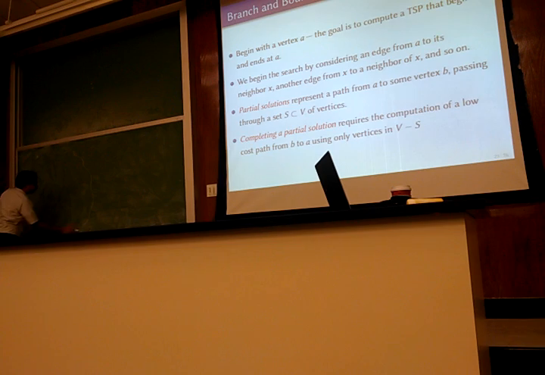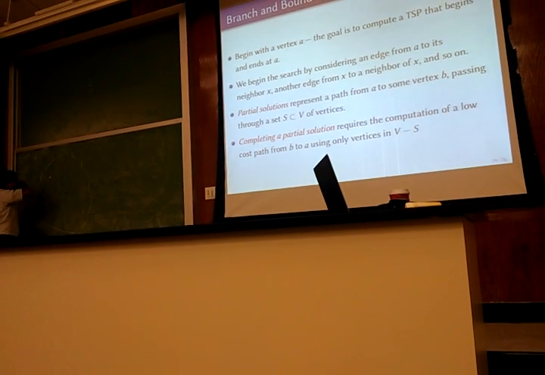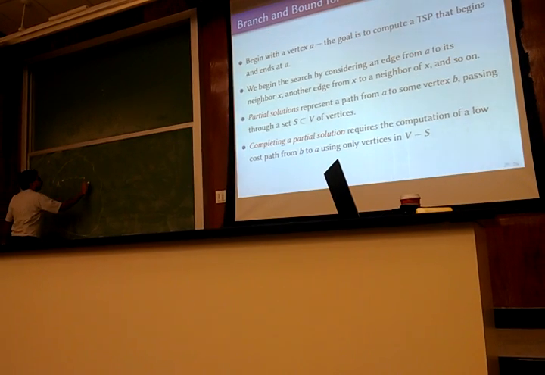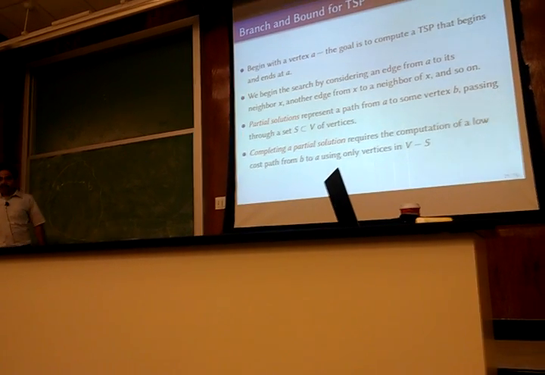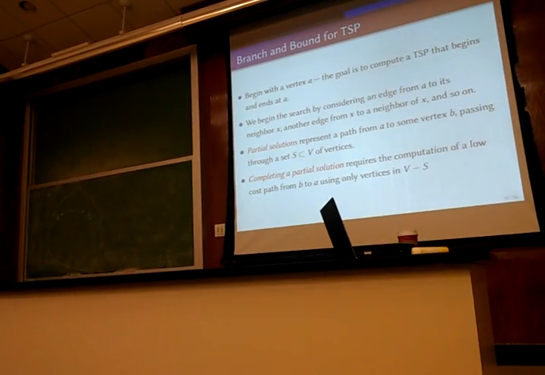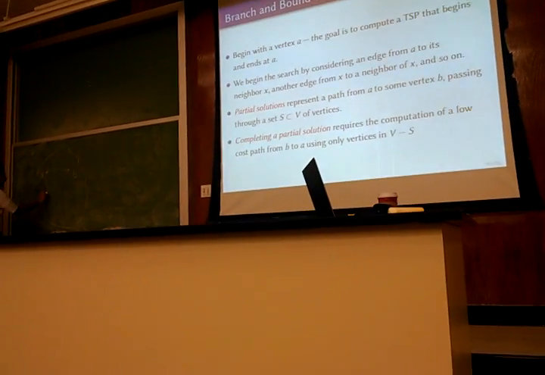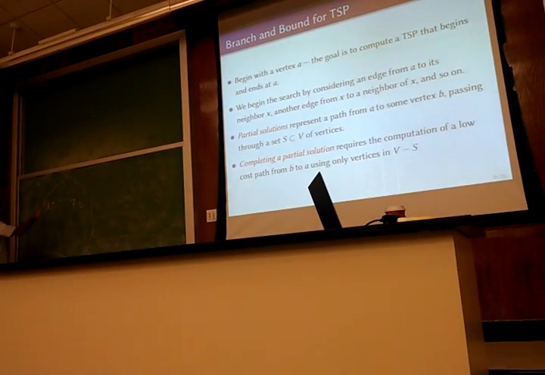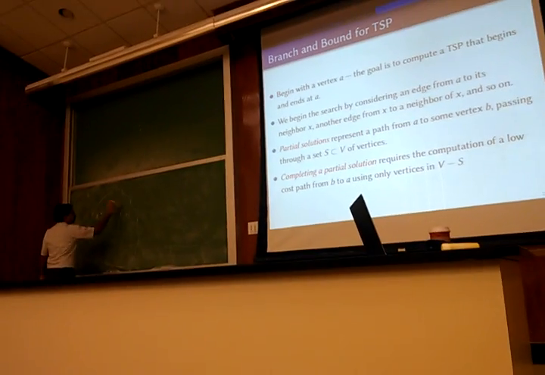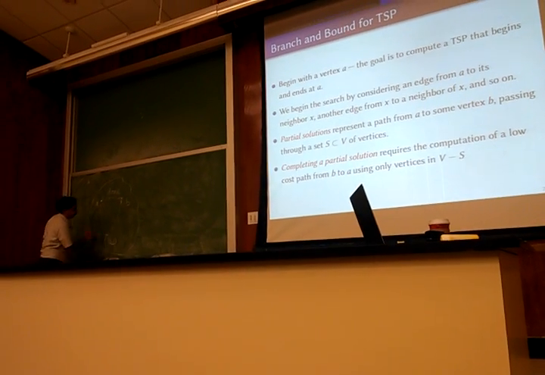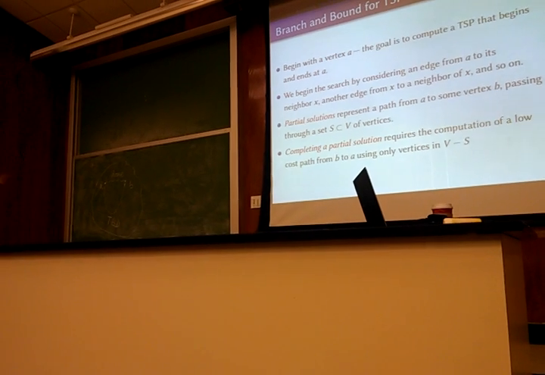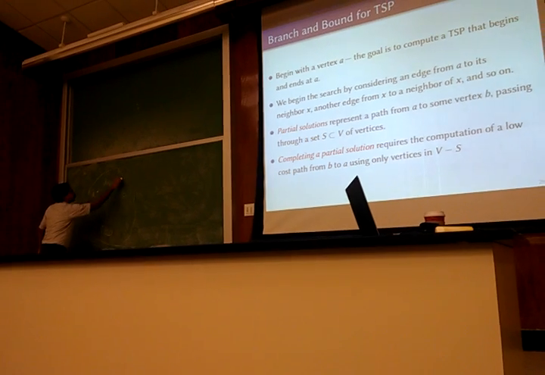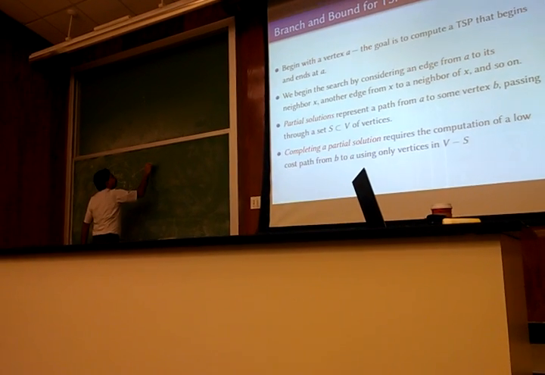So I have this graph. I started from A, right? And I have reached vertex B. Okay? And so what I need to do is complete this path, right? So I need to find this part of the path. So this is done and this is to be done. Okay? So the partial solution that I have found so far is this path. Right? So this is the partial solution.